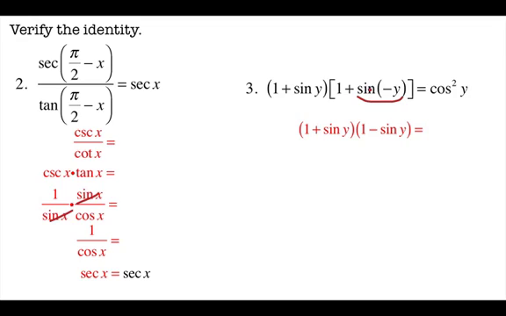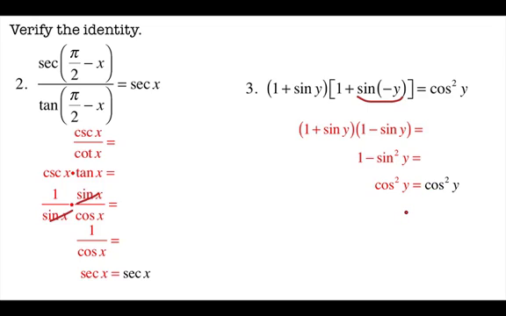Then once I do this, I have two binomials. So what I need to do is just FOIL. I end up with this binomial, and then at this point you should be able to recognize the Pythagorean identity. And this becomes cosine squared y, which is equal to my right hand side.